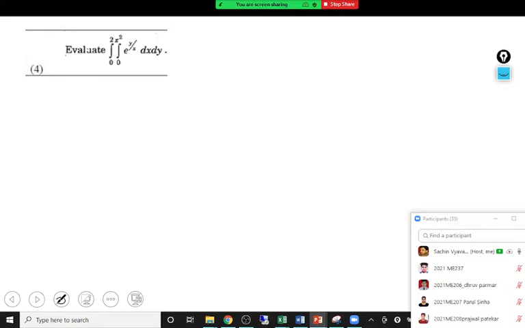So the question is now: evaluate the integral 0 to 2, 0 to x square, e raised to y by x dy dx. So tell me the order first. dy dx. Yes. First we should integrate with y because limits are in terms of x. So can you tell me the integration?